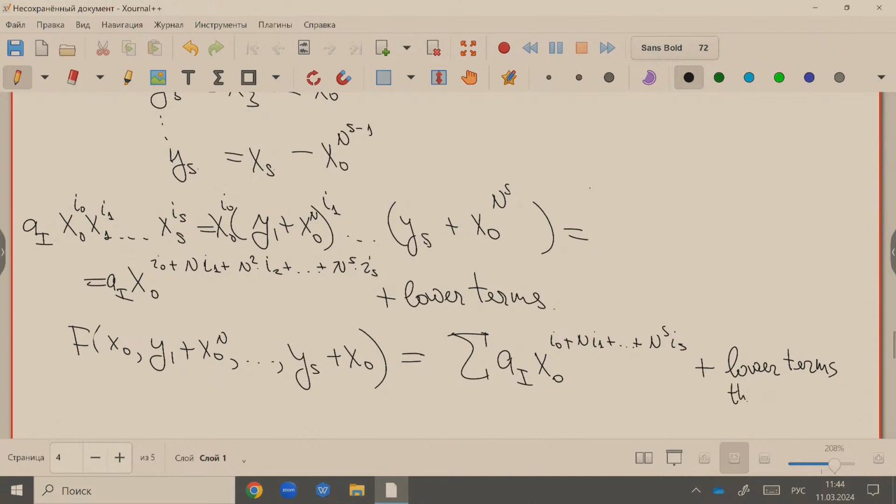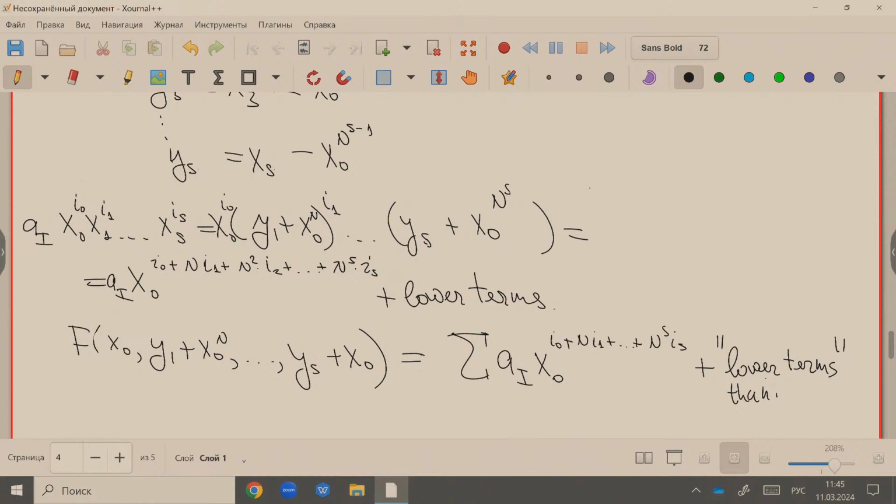I say lower terms symbolically because they will be at least lower. So this x0 will be one of the highest terms in the monomial, but possibly, if you have two monomials, the highest term of one monomial can be lower than the highest term of the other monomial.